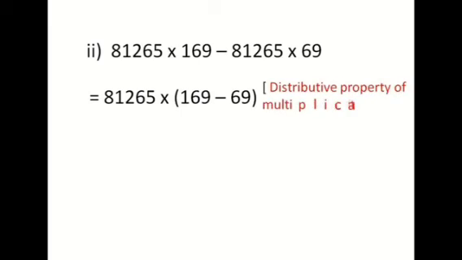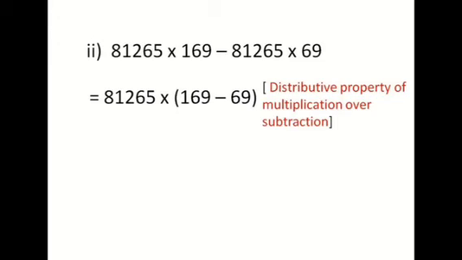So the next step, what can we write? A into B minus C. Here the property we have used is the distributive property of multiplication over subtraction, because the sign here is minus, instead of plus it is minus. So that's why it is over subtraction.